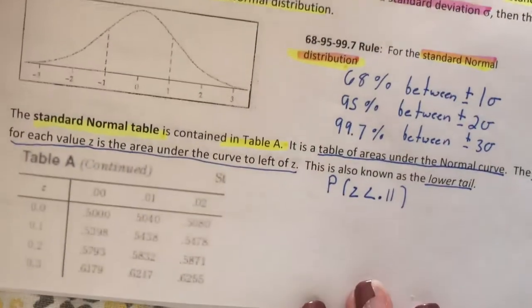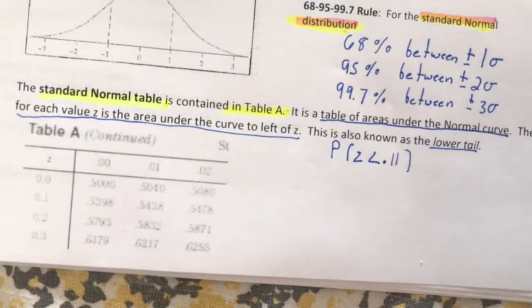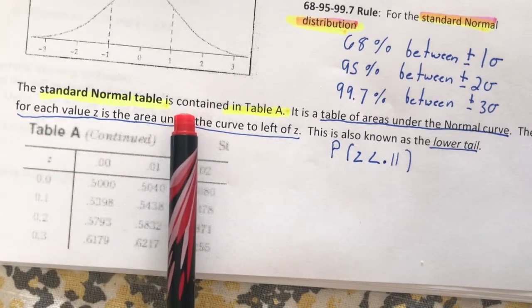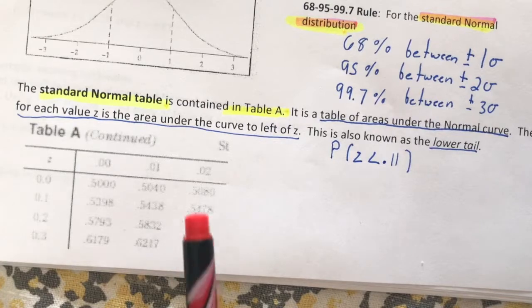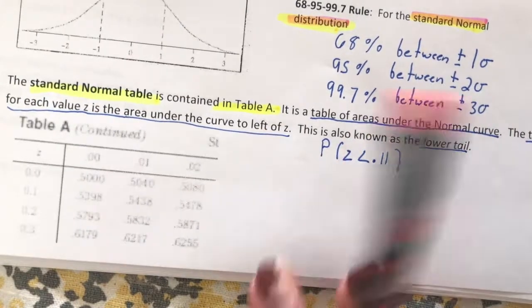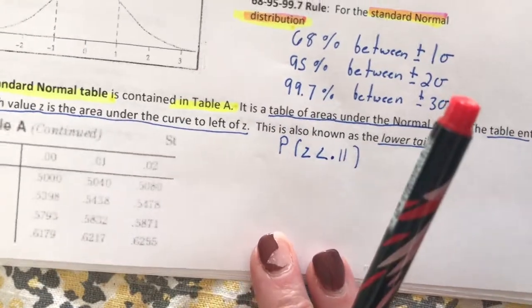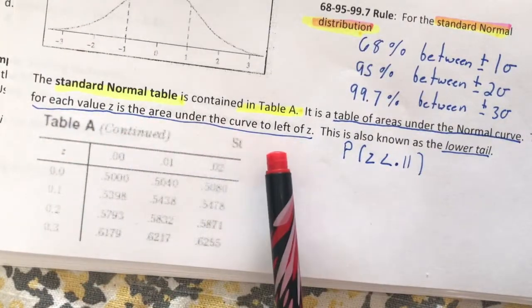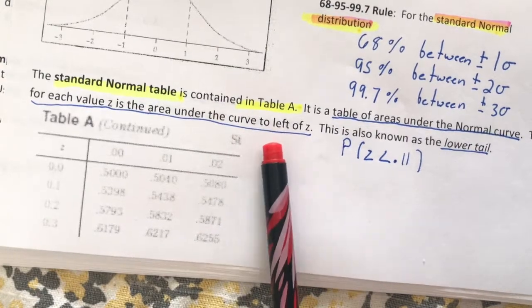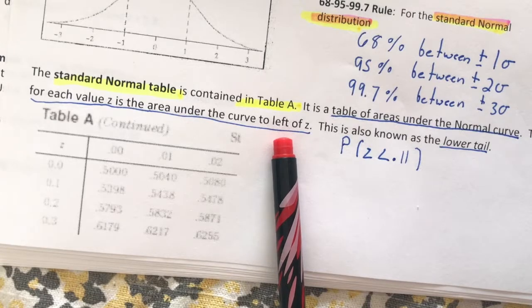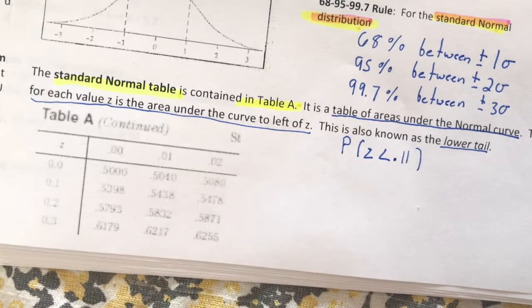So we are going to be using table A to help us calculate proportions in a standard normal curve. So table A is going to be our standard normal table. And in this table, it's a table of areas under the normal curve. The table entry for each value z is the area under the curve to the left of z. So again, we need to make sure that when we're using the table, we realize we're looking at the area to the left of that z-score.